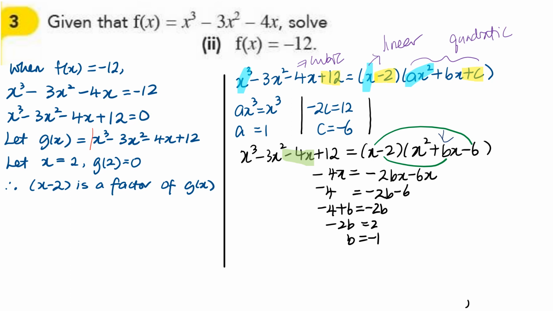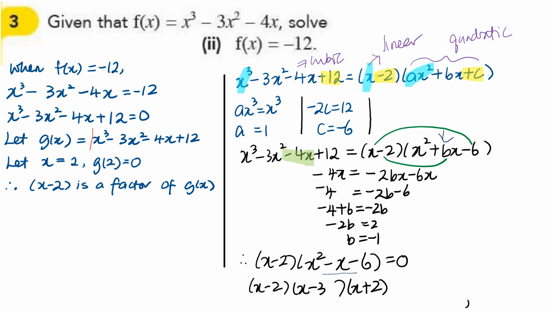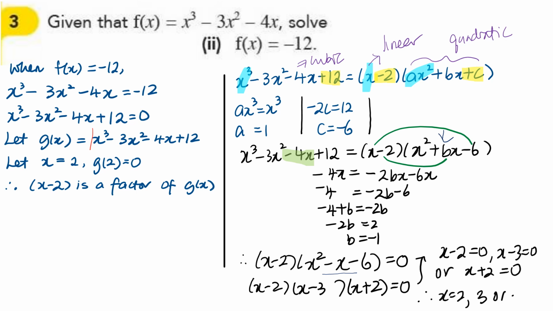And then the next step is to put everything back into your equations. Alright, and then you can use a calculator again to find the linear factors for this guy. And using the AB product rule, your answers will be x equals 2, 3, or negative 2. And that's how we solve question 3, part 2.